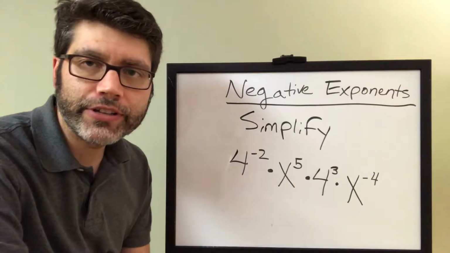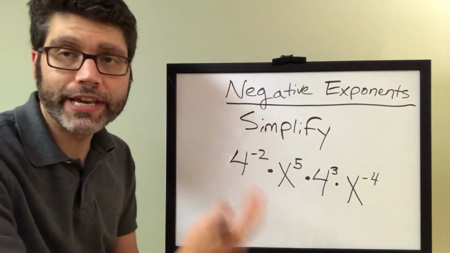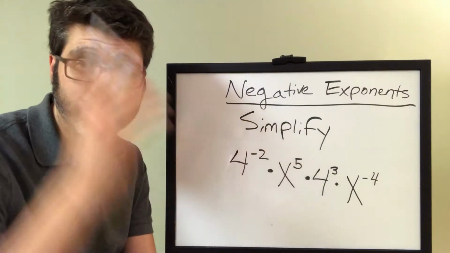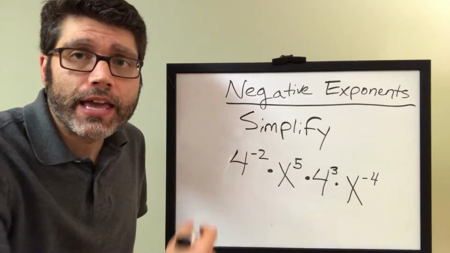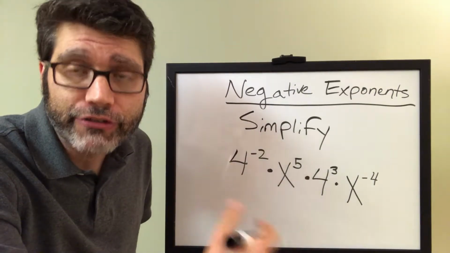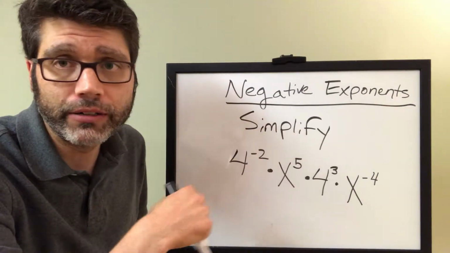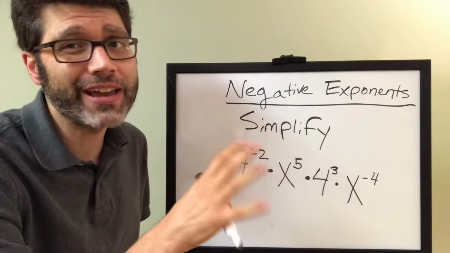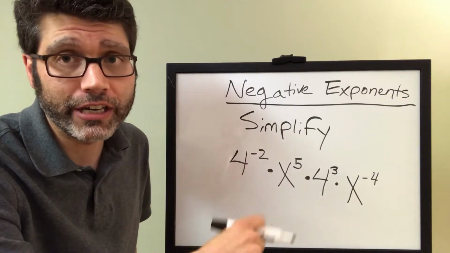All right, so in our last video, we talked about how to get rid of negative exponents in our final answer, because negative exponents are not considered fully simplified. If we have negative exponents in our quote-unquote final answer, it's not final because we still need to do a little bit more work to get rid of those negative exponents.